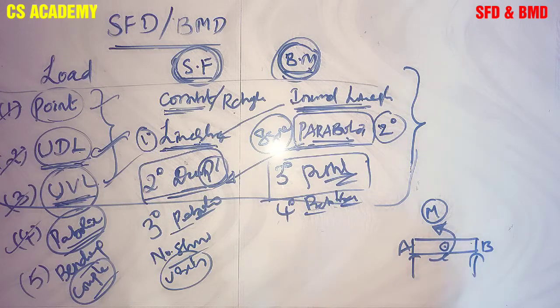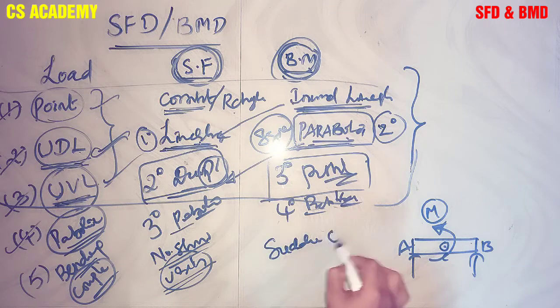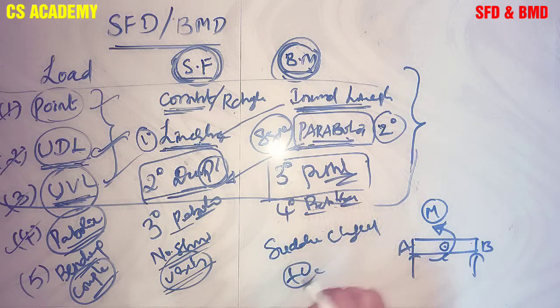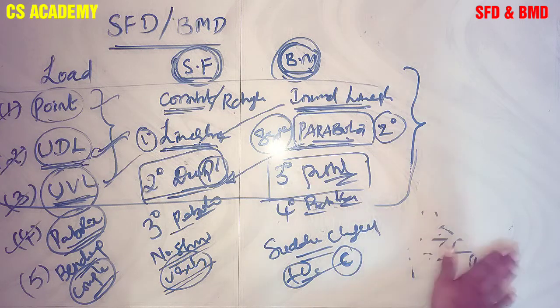On this beam, in case of a bending couple, there is no shear force variation. In the bending moment diagram, the bending moment varies suddenly. That sudden change takes place at the point where the couple is acting. So wherever a couple is acting, at that point there is a sudden change. I will let you know with an example.